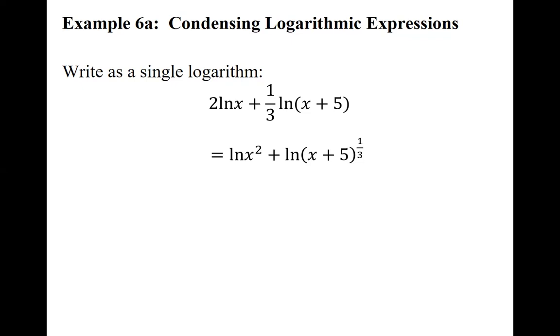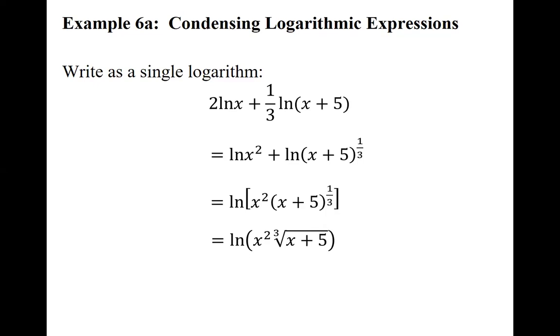Now, instead of 2 log plus 1/3 log, we have log plus log. That's the log of multiplication. The log of x squared times x plus 5 to the 1/3. And the 1/3 power is cube root. So the natural log of x squared times the cube root of x plus 5 is as far as we can take this.